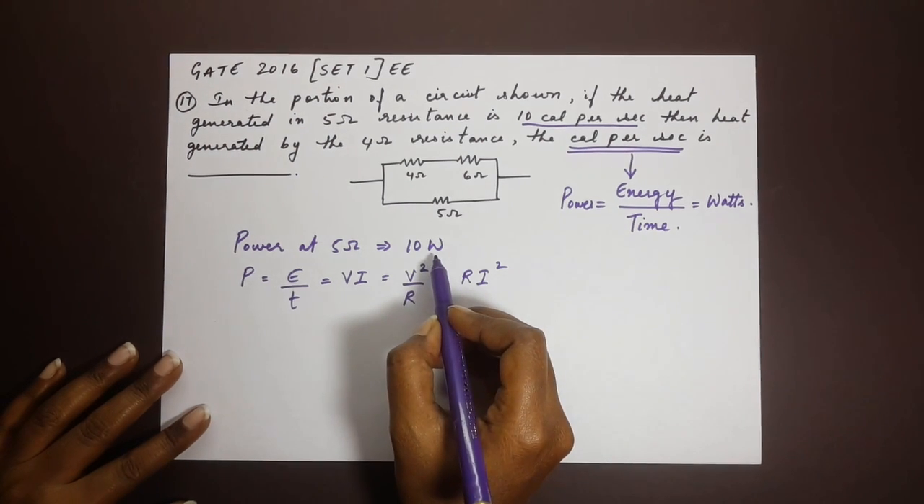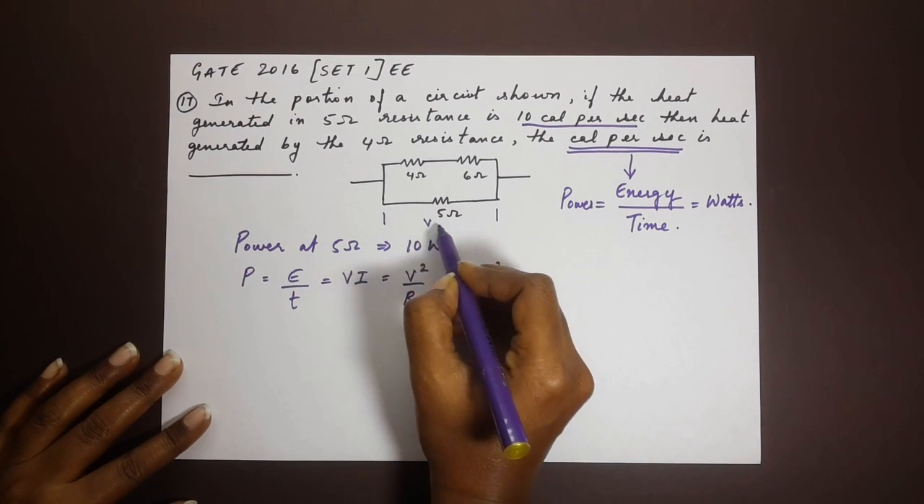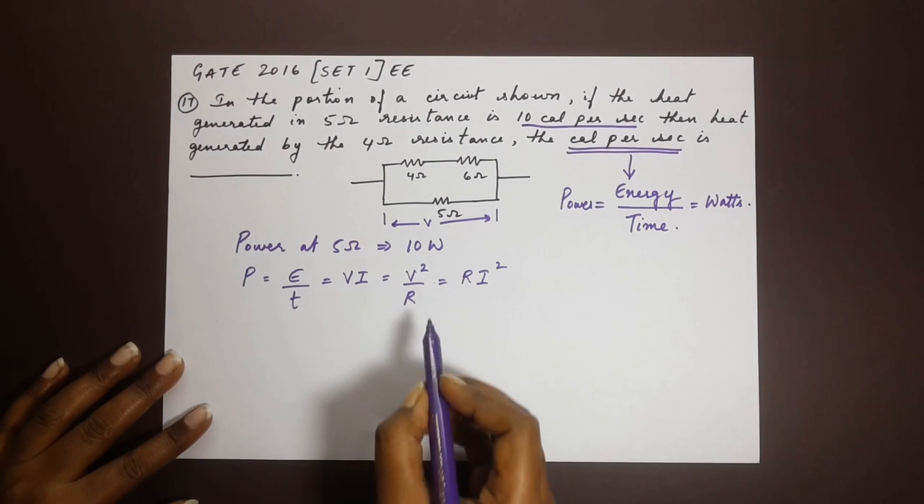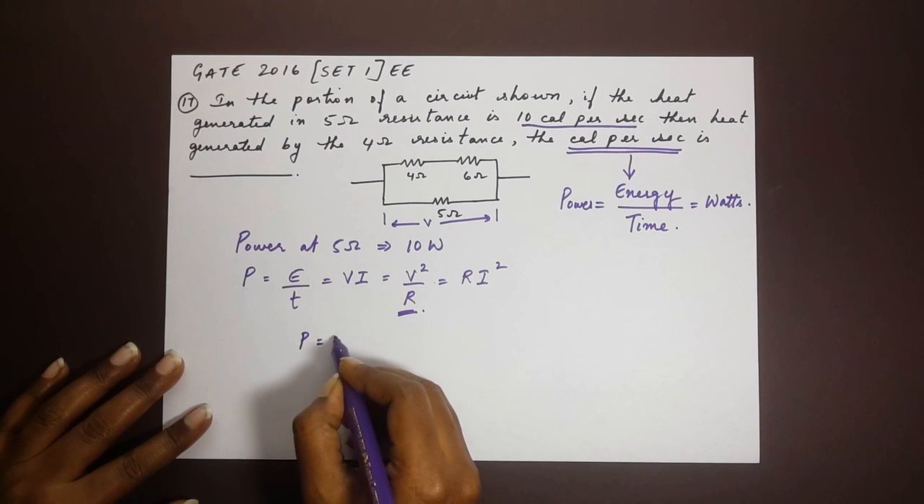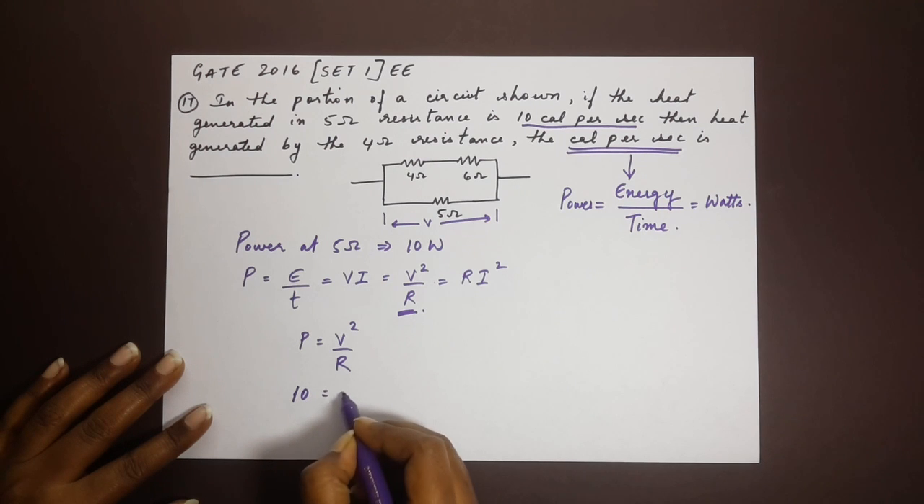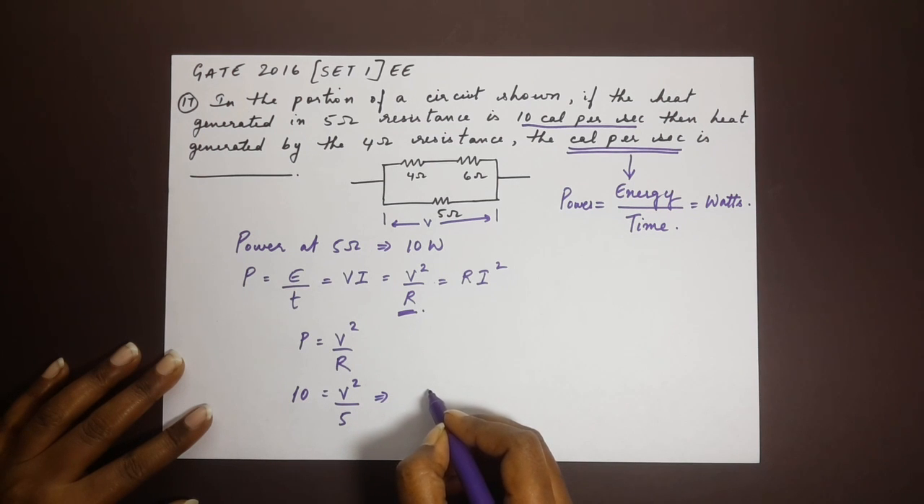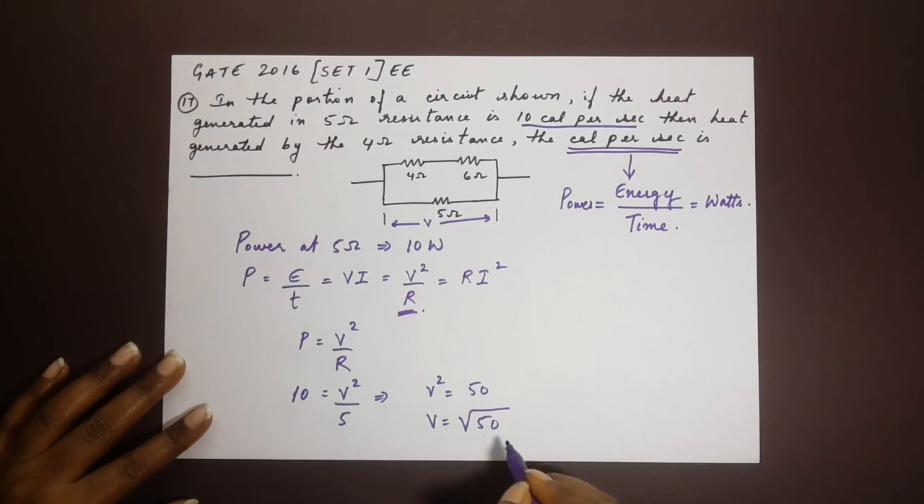We have 10 watts here and we have the resistance. So let's find out what is the voltage across this resistance here. Okay, so the most probable ratio is this. So power is equal to V square by R, and we know that P is 10, so 10 equals V square by the resistor, which is 5. That implies that V square is 50 and V is root 50. Now note that this voltage is across the 5 ohm resistor. Let's keep this in mind now.